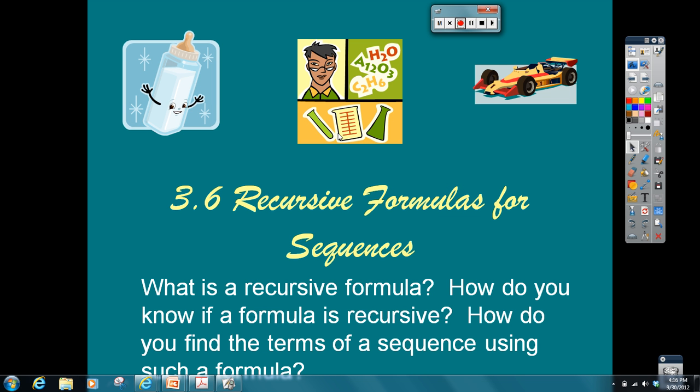This is 3-6 recursive formulas for sequences. It seems like a couple will always have a hard time with this section, and it does show up over and over again. So if you have any questions, make sure you ask me tomorrow in class.